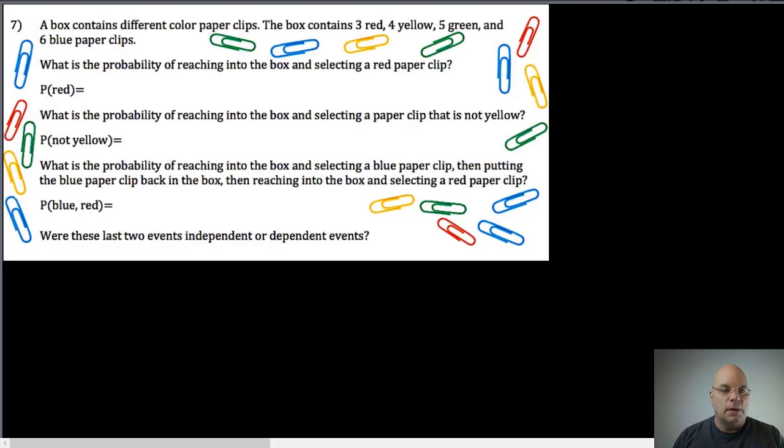Problem number 7. A box contains different color paper clips. The box contains 3 red, 4 yellow, 5 green, and 6 blue paper clips. What is the probability of reaching into the box and selecting a red paperclip? That's just a simple event. It's just favorable outcomes compared to possible outcomes. There are 3 red paperclips, and there are altogether 3 and 4 is 7, and 5 is 12, and 6 is 18. So there are 3 favorable outcomes.